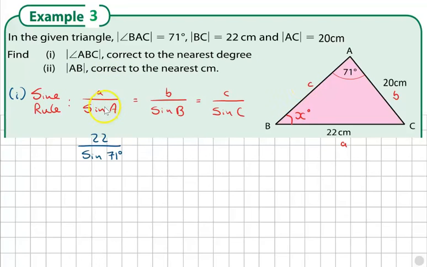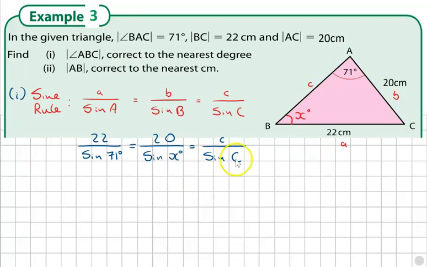So a over sine A becomes 22 over sine 71 degrees. So that's the 22 there, side a. And that's the 71 degrees. So angle A is 71 degrees. So sine 71 degrees, that's equal to b over sine B. So it's going to be 20 centimeters over sine X. And that's equal to c over sine C. So it's going to just stay c because we don't know what it is, over sine C because we don't know what that is either.